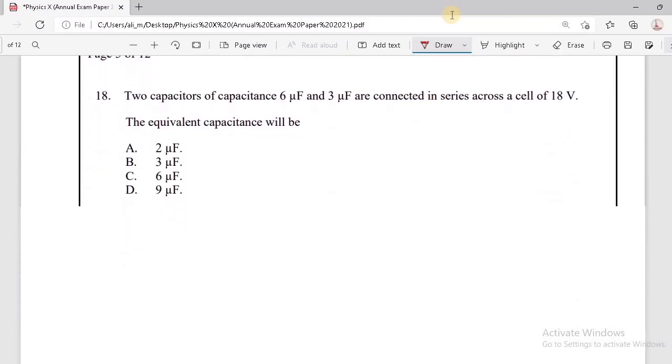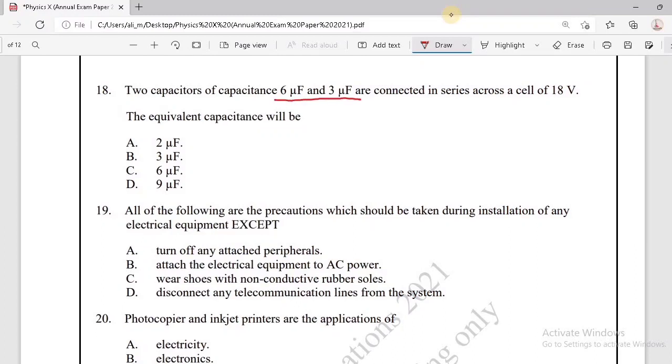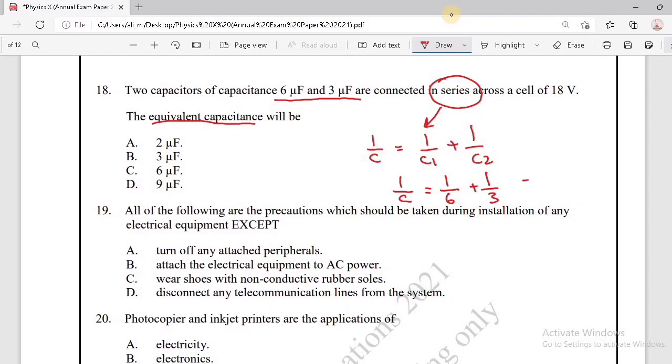Now we have question number 18. Two capacitors of capacitance 6 microfarad and 3 microfarad are connected in series with an 18 volt battery, and we have to find the equivalent capacitance. So for series combination, the total capacitance formula is 1 over C equals 1 over C1 plus 1 over C2. If we substitute the values, 1 over C will be equal to 1 over 6 plus 1 over 3. That will be equal to (1 plus 2) over 6, which is 3 over 6, and C will be equal to 6 over 3, that is 2 microfarad. So option A will be the right answer in question number 18.